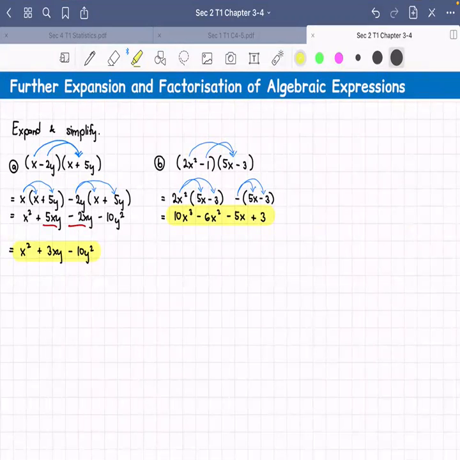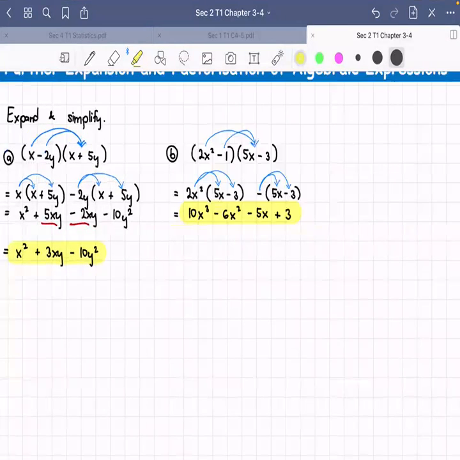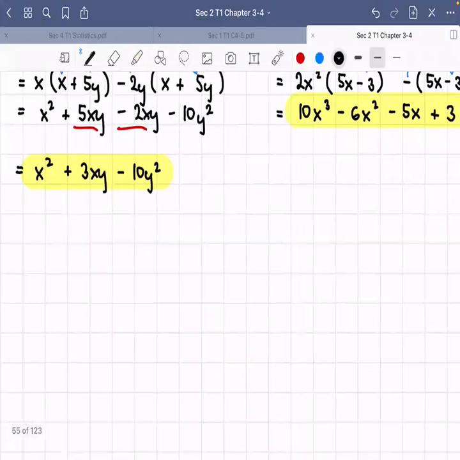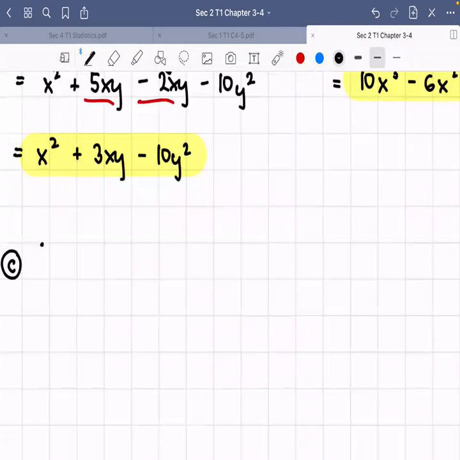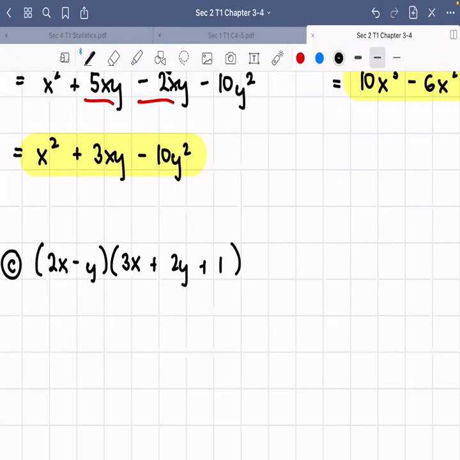So what if we have a different question? Let's have letter C here. What if we have three things now? Look at the second bracket. We have three things inside now. Basically it's the same thing.